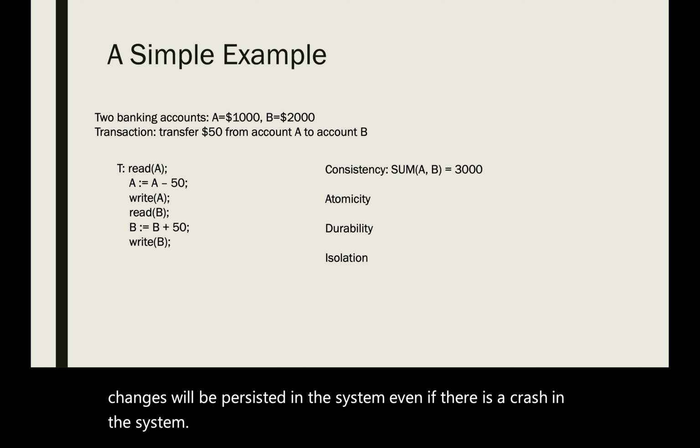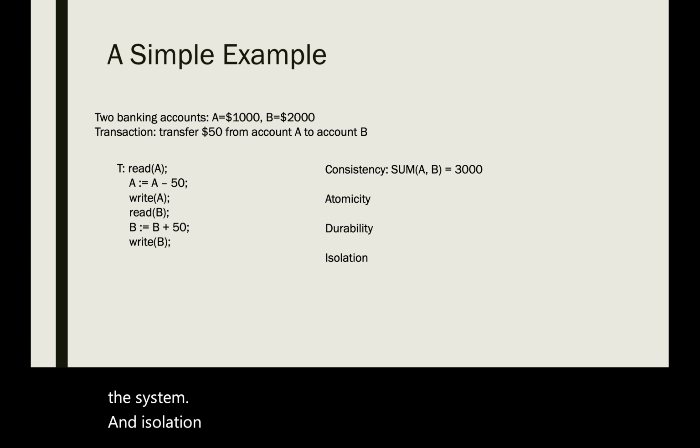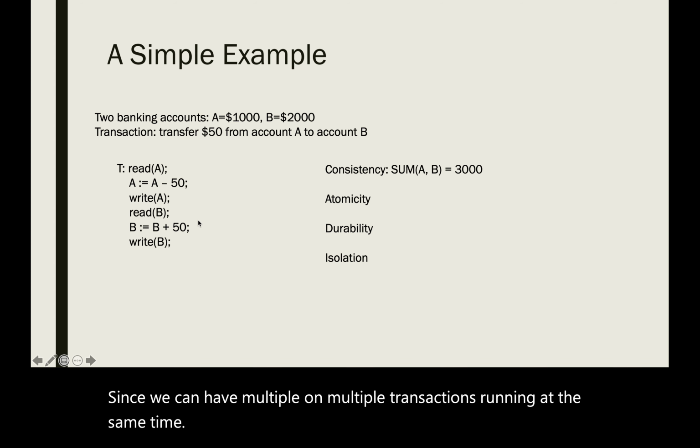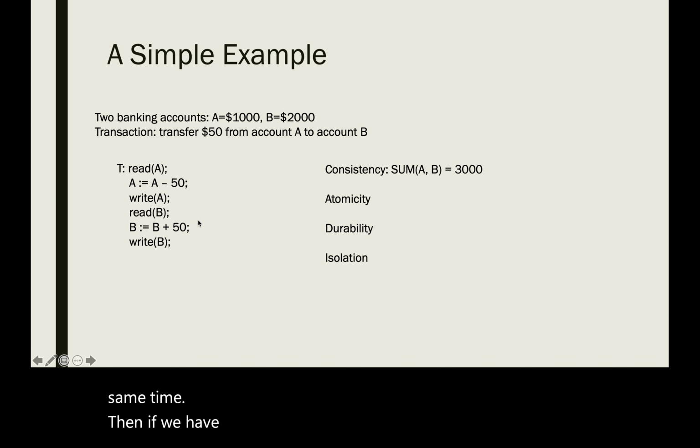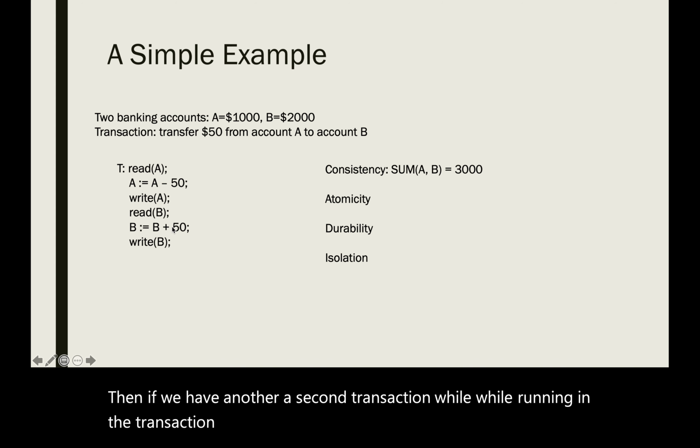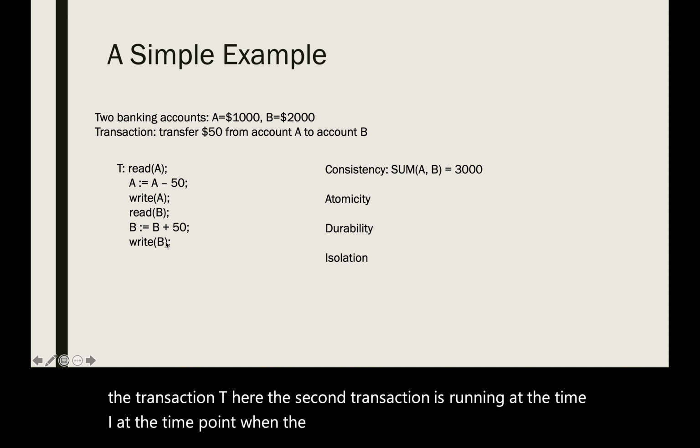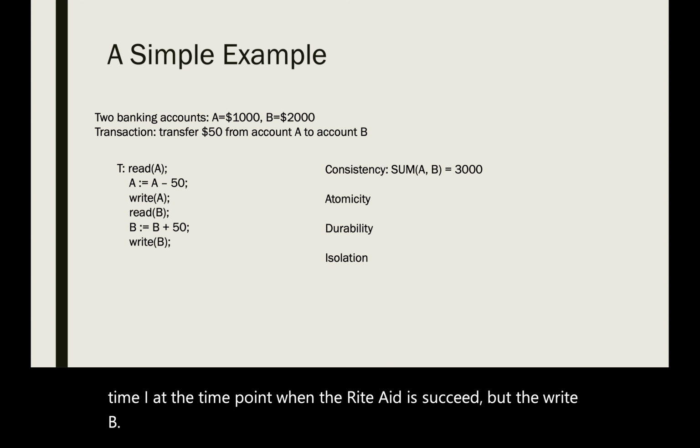And isolation means that since we can have multiple transactions running at the same time, if we have a second transaction running while we are running the transaction T here, the second transaction is running at the time point when the write of A has succeeded, but the write of B has not succeeded yet.